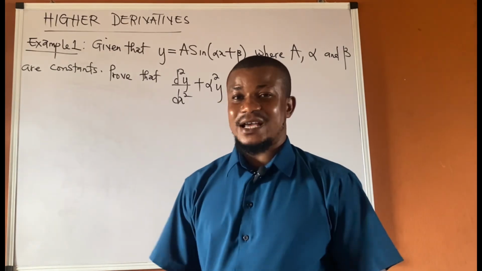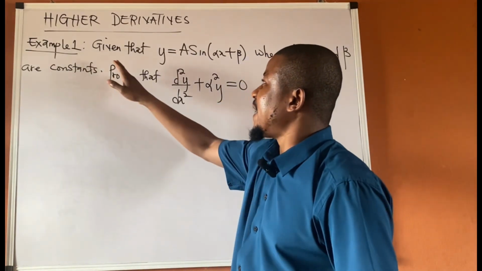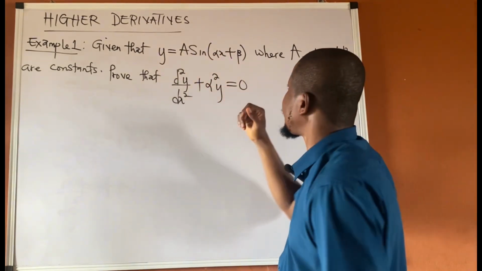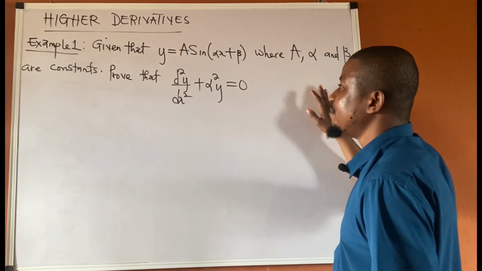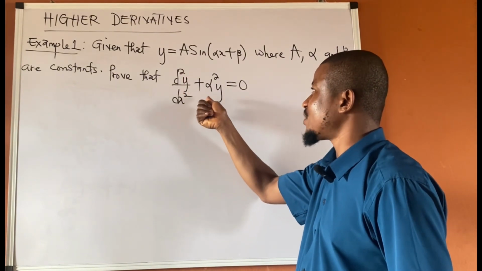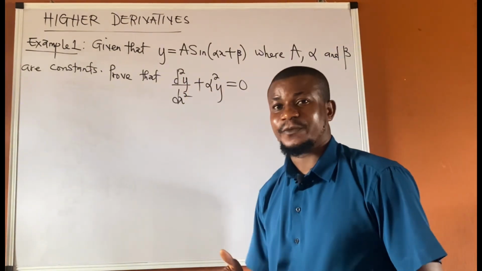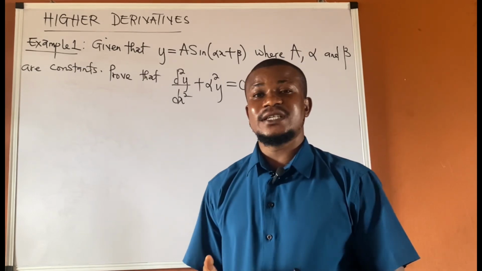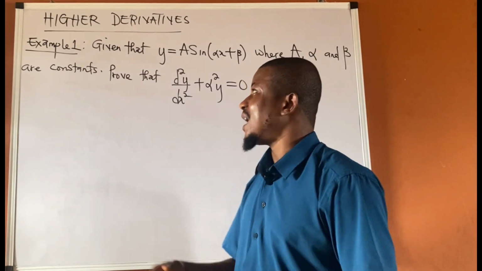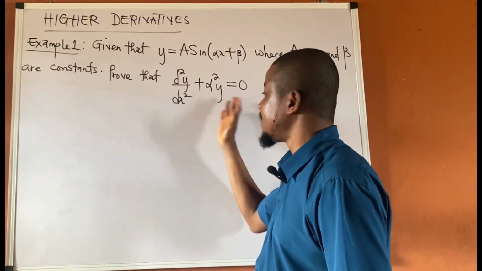Let's look at this practical example. Given that y equal to a sin(alpha x plus beta), where a, alpha, and beta are constants, prove that d squared y/dx squared plus alpha squared y equal to 0. Now, in this example, we are going to see how we apply the second derivative, which is a higher derivative, and how we use them in proofs in this form.